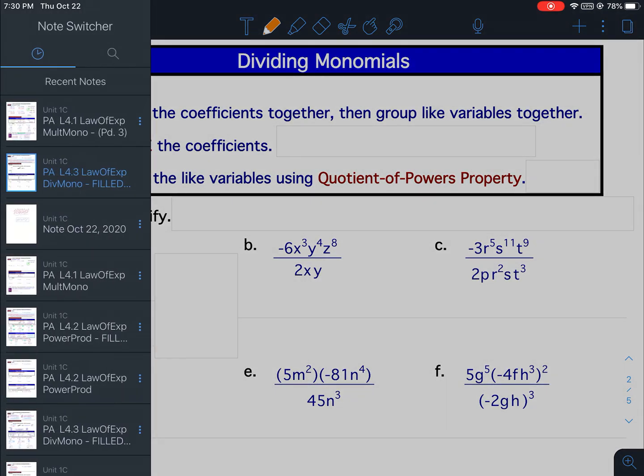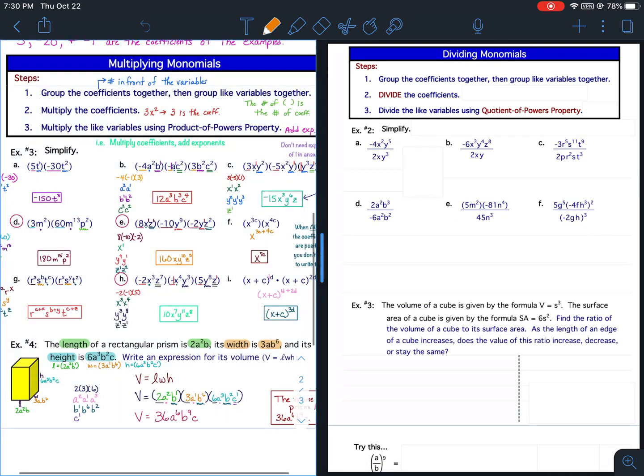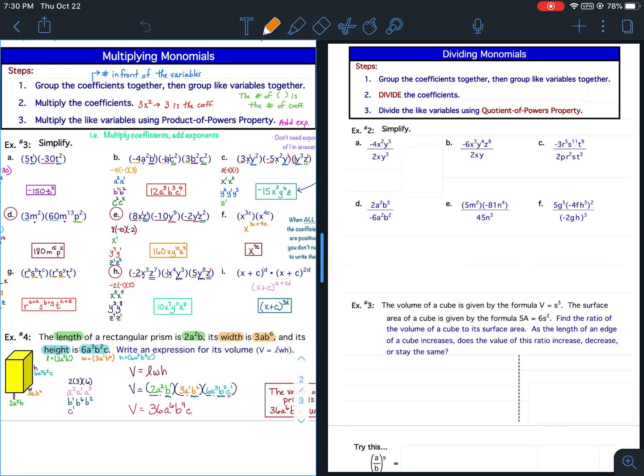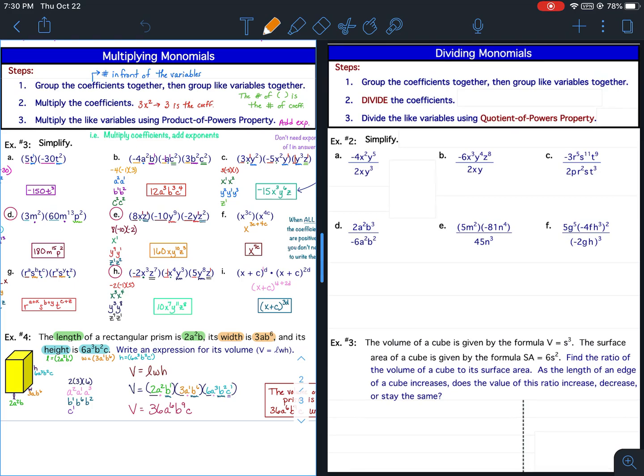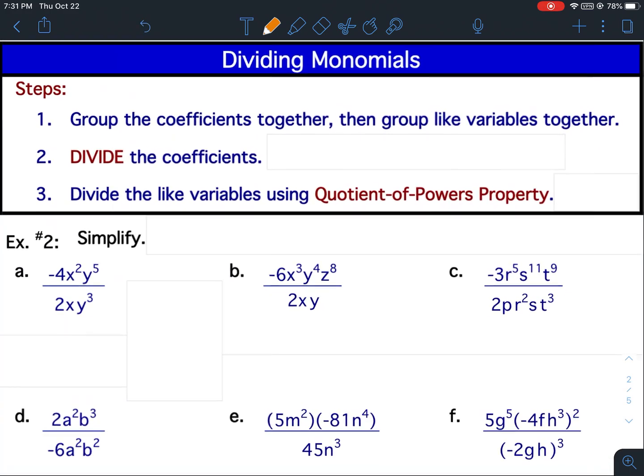I don't know if you recognize this, but this is very similar to when we did multiplying monomials. Step 1 for multiplying, group the coefficients together, then group the like variables. Same thing with dividing monomials. Step 2 for multiplying is to multiply coefficients. Well, when we're dividing, we divide the coefficients. Step 3 is multiply the like variables using the product of powers property, which means you add the exponents. Well, step 3 for dividing will be divide the like variables using the quotient of powers property, which means instead of adding exponents, we will subtract exponents.